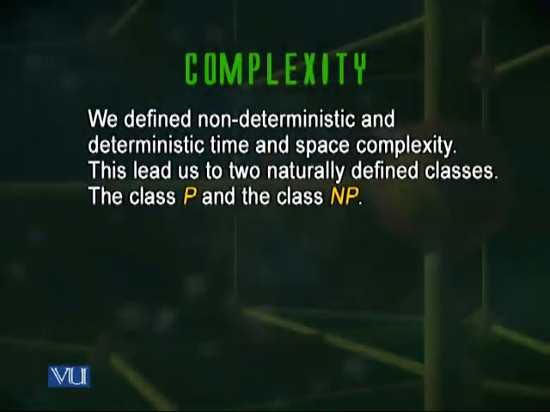We defined non-deterministic and deterministic time and space complexity. This led us to two naturally defined classes. The first class that we called P and the second class that we called NP. P is the set of all problems that can be solved in polynomial time, and it is widely accepted that if a problem can be shown to be in this class, then it can be solved in practice. This is, of course, just a mathematical definition, and it doesn't need to completely correspond to what happens in practice. It is conceivable that there are computational questions which require polynomial time, but the degree of this polynomial, the upper bound on the running time, is so high that the algorithm is actually not practical.